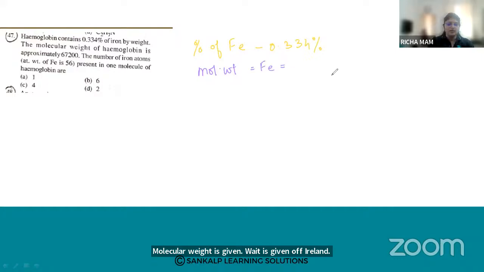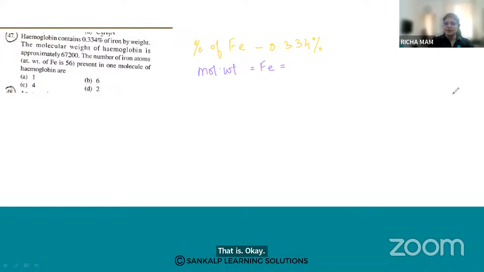Hemoglobin contains 0.334% of iron by weight. The molecular weight of hemoglobin is approximately 67200. The number of iron atoms, atomic weight of iron is 56, present in one molecule of hemoglobin are. Yes, what all is given? First, the percentage of iron is given. That is 0.334%. Next, what is given? Molecular weight is given of hemoglobin. Okay.